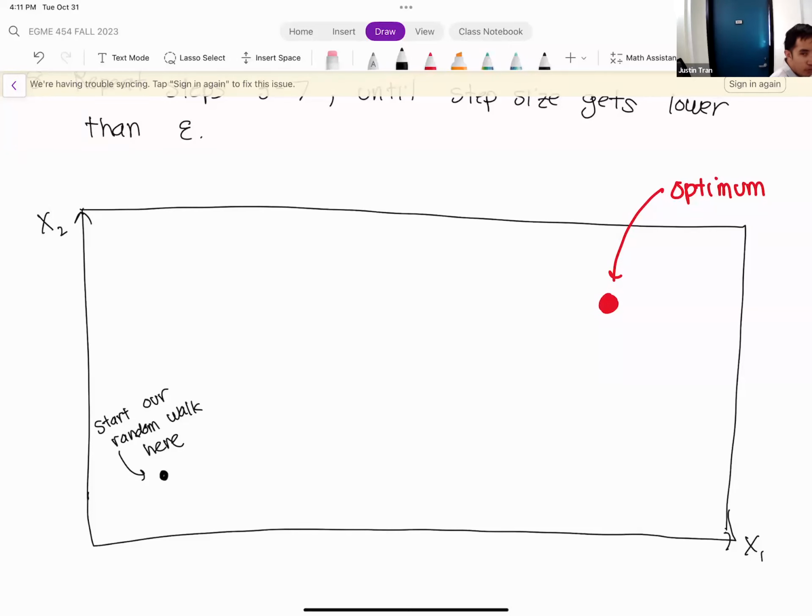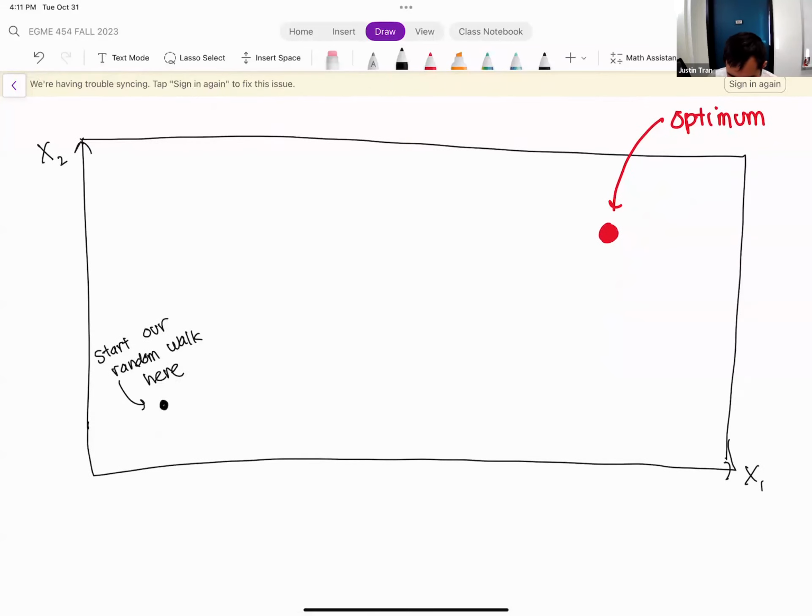Granted, before you start any optimization problem, you don't know where the optimum is beforehand. So we're kind of cheating a little bit here just to visualize it. But let's assume that we know that the optimum is in that location. So we want to move in that direction. And as we get warmer and warmer to the optimum, what we should observe is that the objective function should get less and less. And so that's going to lead to an improvement.